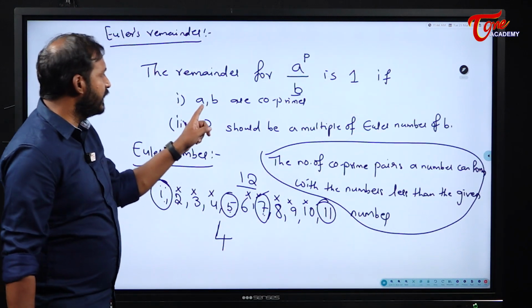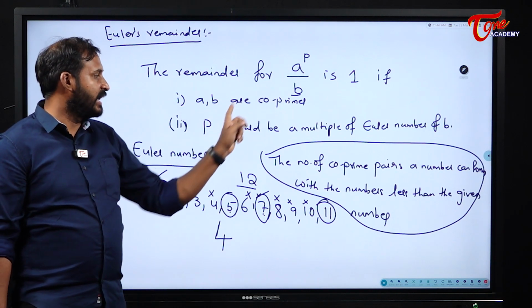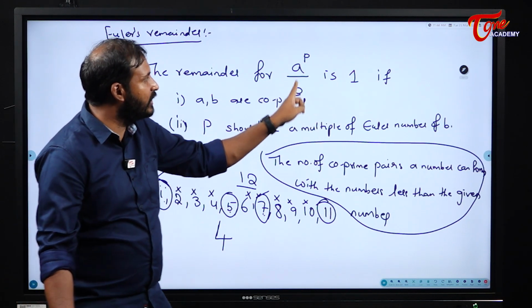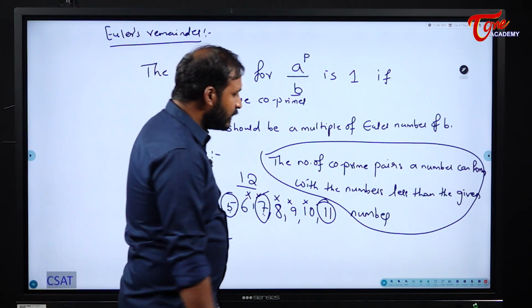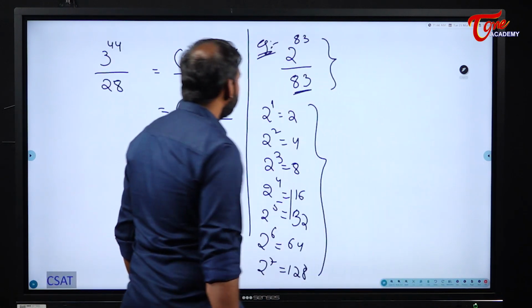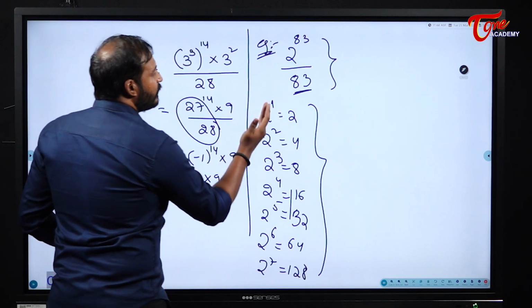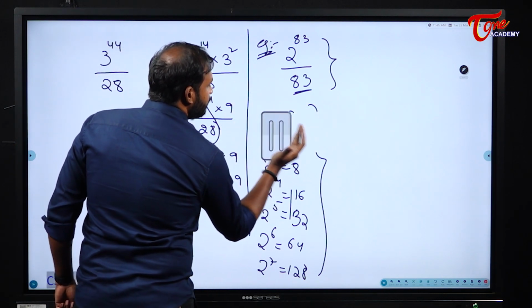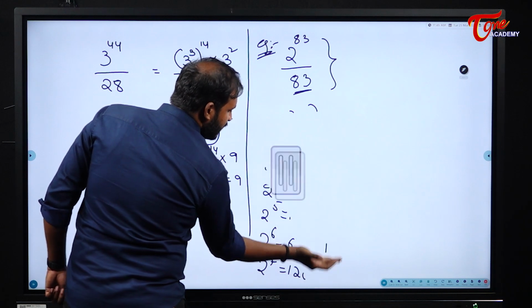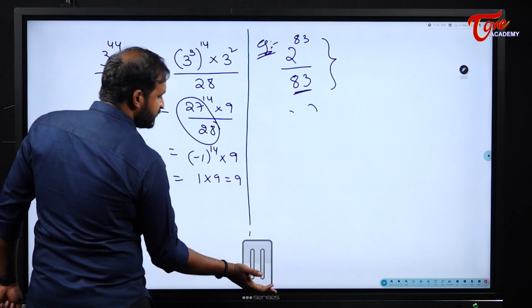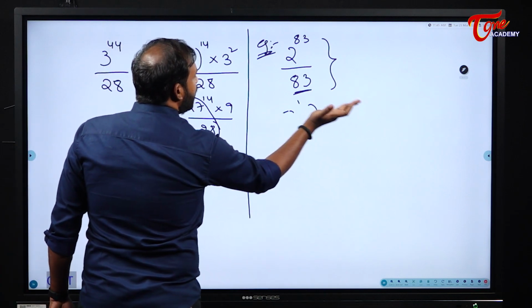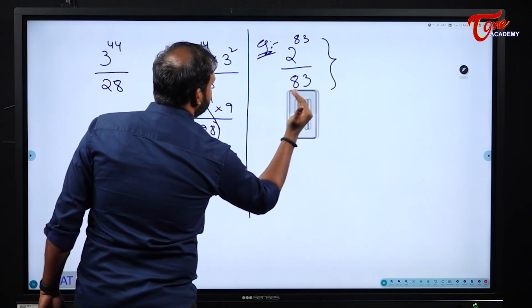A, B should be co-primes, and next P should be a multiple of the Euler number of B. Now come to our given question. What is our question here? 2 to the power of 83 by 83. What is the remainder for this? With the general understanding of the remainder theorem, we will not get the answer for this. But with the help of Euler number, we will get the answer, students.